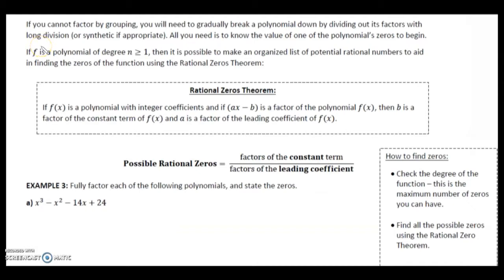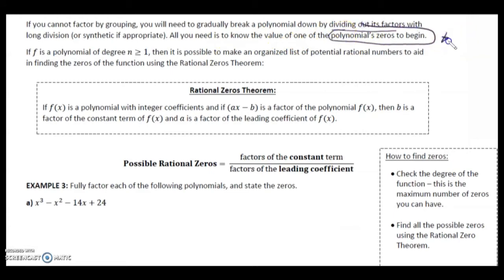So if you cannot factor by grouping, you will need to gradually break a polynomial down by dividing out its factors with long division, okay, or synthetic division. So for the rest of this course, I'm going to be using synthetic division. If you choose to use long division, that's totally fine. It may be a little bit time consuming, but that's okay. All you need to know is the value of one of the polynomial zeros to begin.